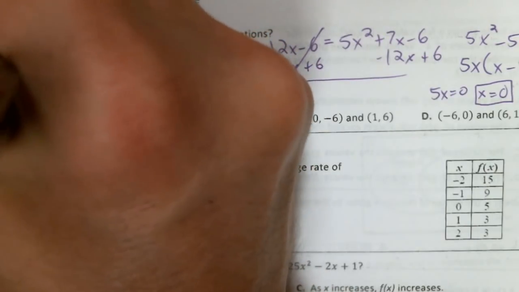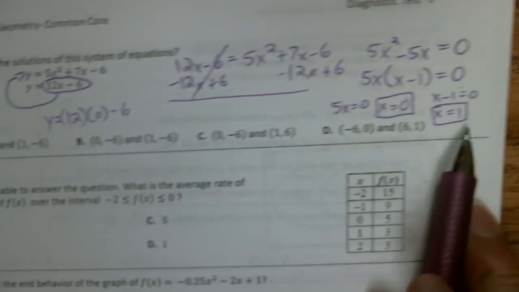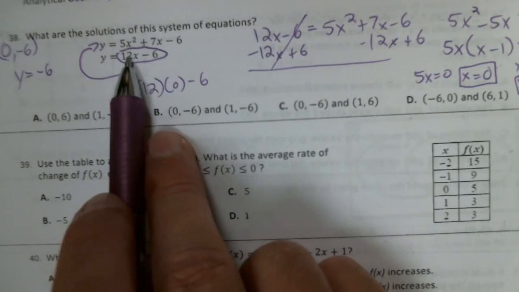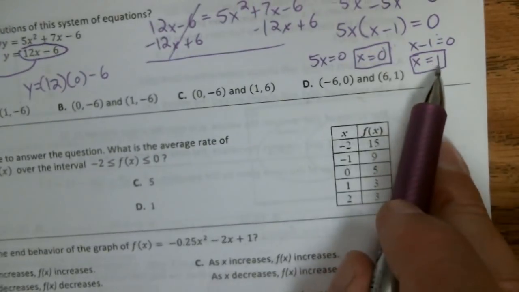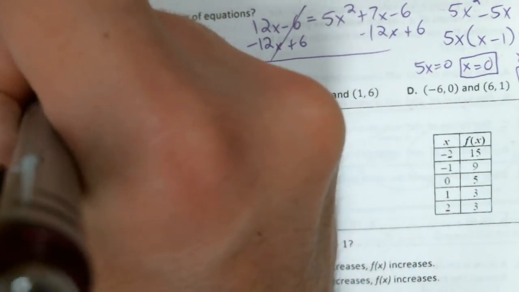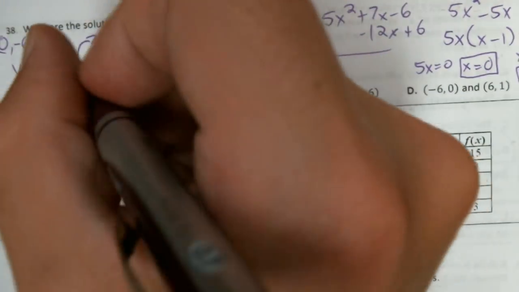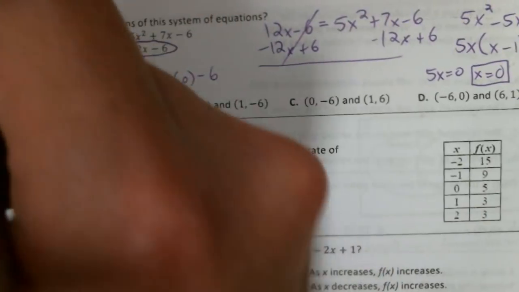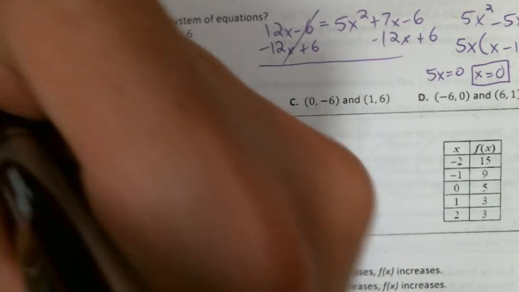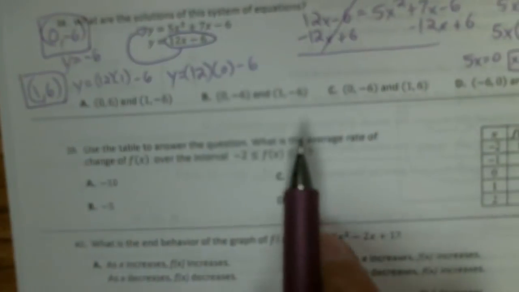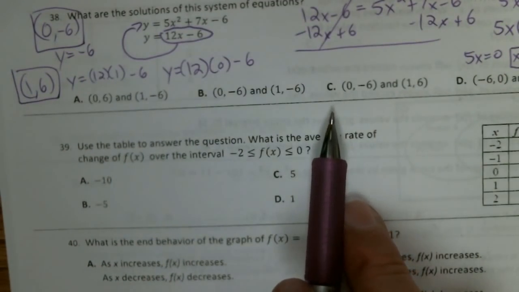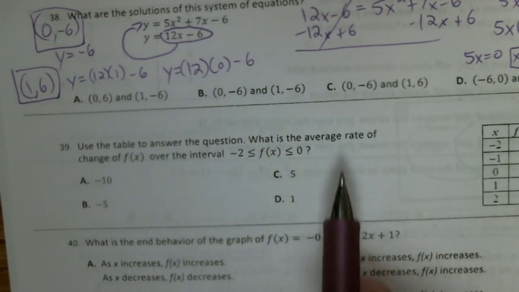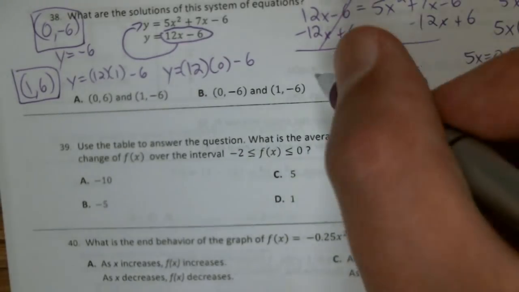So one of my points is 0, negative 6. And then I'm going to take the 1 and plug that in too. So my other y is going to be 12 times 1 minus 6. That's just 12 minus 6, which is 6. So my other point is 1, 6. And those are my two answers: 1, 6 and 0, negative 6. So the correct answer is C. 0, negative 6, and 1, 6.